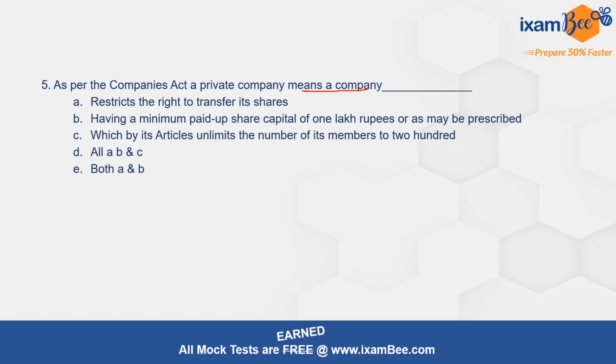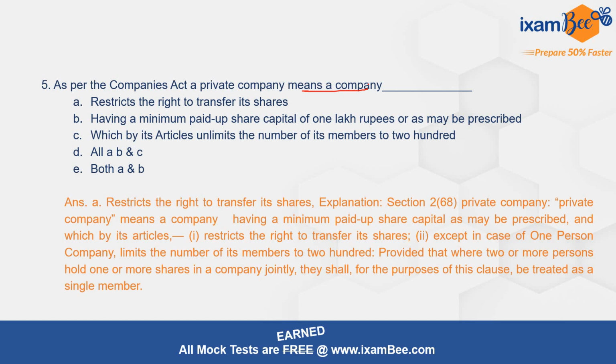So if we talk about what a private company is, various options have been given to us, and the correct option is A, which restricts the right to transfer its shares. So with respect to transfer of the shares in a private company, there are certain restrictions and they are contained in the Articles of Association of the company. So you can see section 2 clause 68 talks about private company.